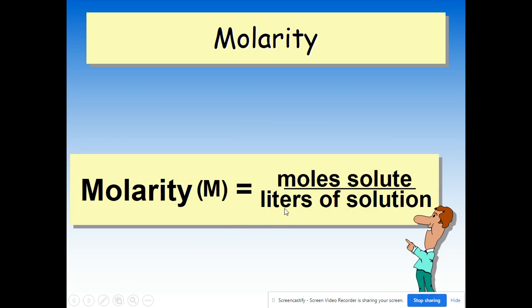When we describe the concentration of a solution, if we're talking about molarity, we get our solute into moles using the molar mass from the periodic table, and then we divide that by the liters of solution. Molarity is abbreviated as capital M, or sometimes it's called molar, and again, it's moles of solute per liters of solution. So let's look at a couple problems with this.